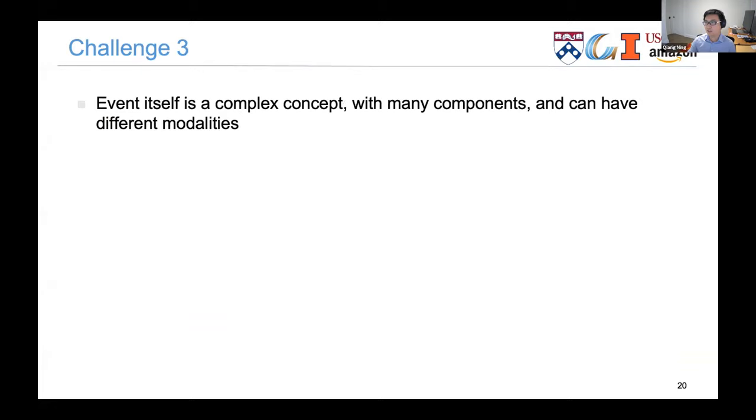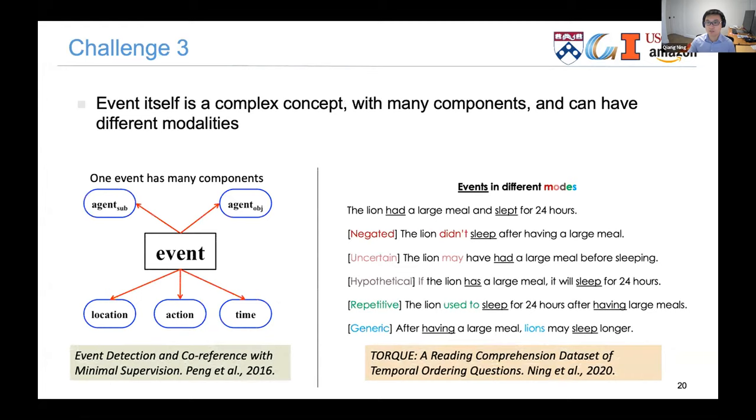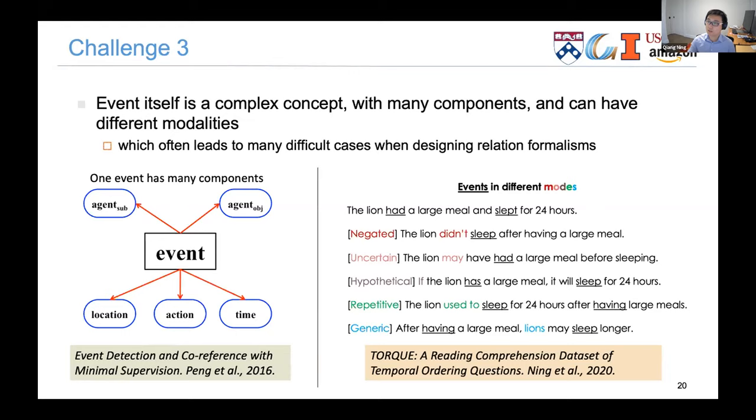The third challenge, which becomes more and more nuanced when we dive deeply into the problem, comes from events themselves. Events may have components like agents, locale, time span, and they can also have different modes like negation, uncertainty, hypothesis, repetition, and genericity. This challenge is a little hard to explain in a short tutorial, but I will give a couple more examples and hopefully they will help. This challenge will often lead to many difficult cases when we design relation formalisms. Here is one example.